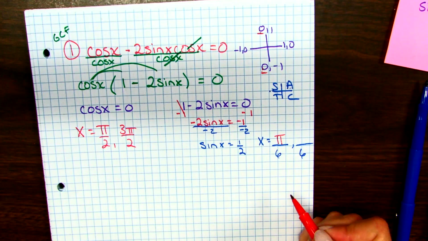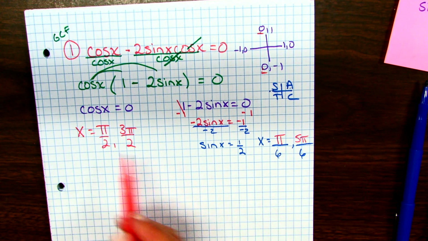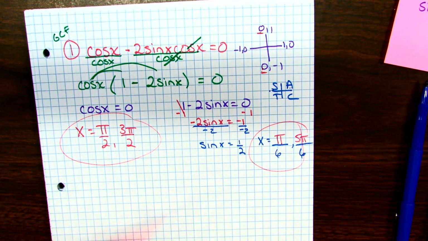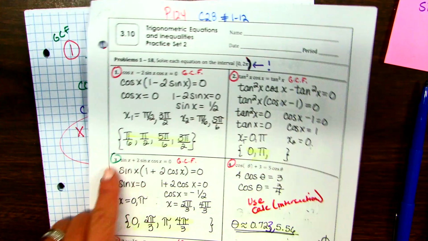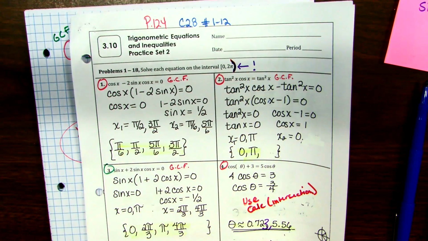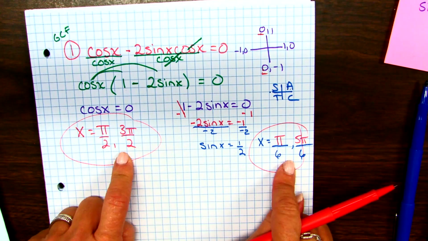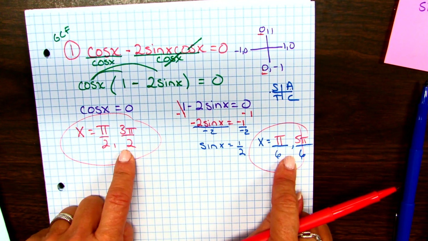Pi, 5. So all 4 of these are the solution, okay? If you look, they're written in no particular order. They can be mixed in together. All 4 are the solution, okay? So however you write them is fine, but all 4 are included, okay?